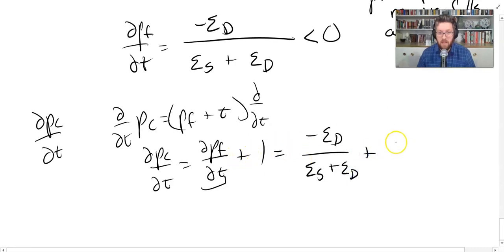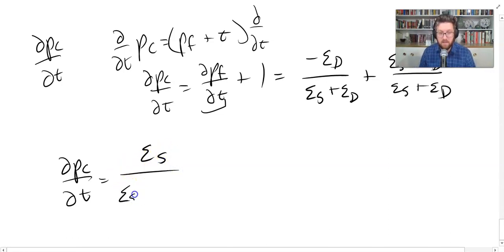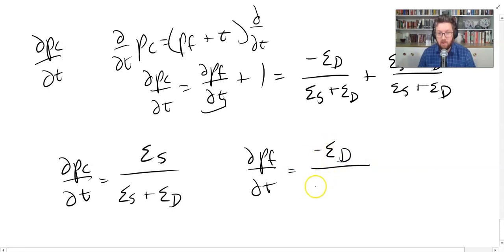And if we're going to add 1 to that, one way we can do that is like so. And then we're going to get the equation that we want. The elasticity of PC with respect to T is equal to the elasticity of supply divided by the elasticity of supply plus the elasticity of demand. And I'll rewrite this one over here. The elasticity of demand over the elasticity of supply plus the elasticity of demand.